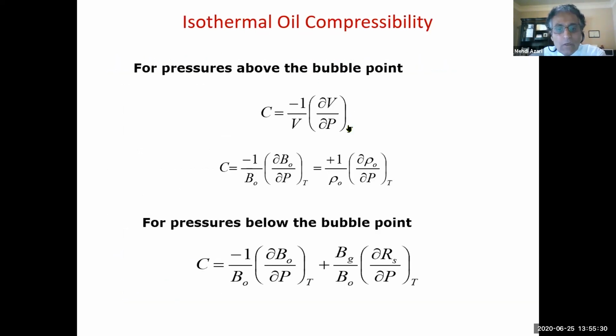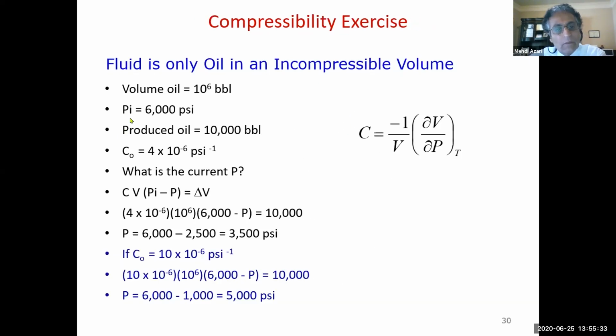Now let's see what we can do with this equation. I'm not sure whether we did a similar example before or not. So let's say you have 1 million barrels of oil in a reservoir, pressure 6,000. You produce 10,000 barrels of this oil, and the oil compressibility is 4 times 10 to the power minus 6, psi minus 1. Usually for oil it's between 4 to 10. If you have a lot of gas, then it's going to be 10. For water, it's roughly about 3.5 times 10 to the power minus 6. For rock, if you do not know it, you just use 3 times 10 to the power minus 6.